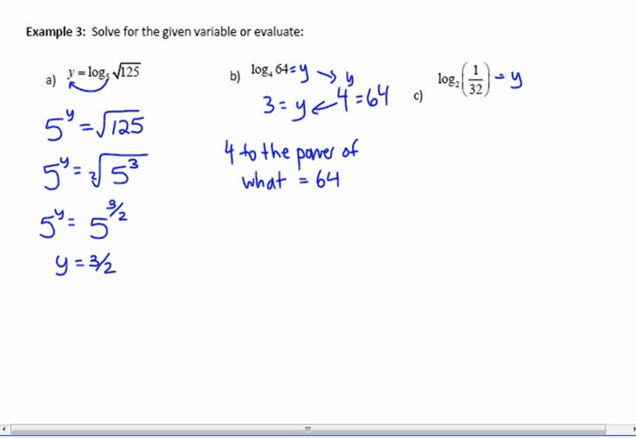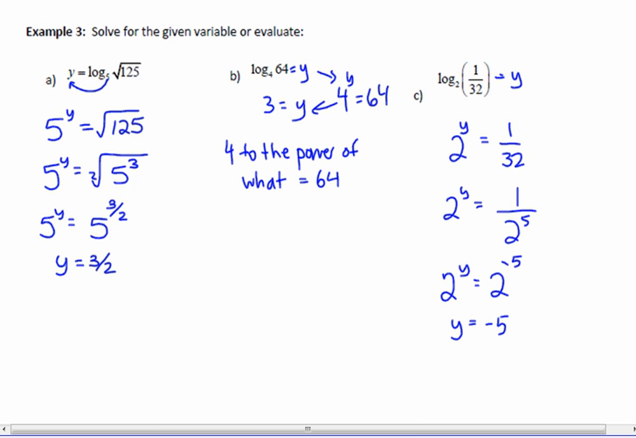Okay, this is a little harder. 2 to the power of what equals 1 over 32. So change of base might be a little easier when we can't just think of 2 to the power of what. So I'm going to change it to exponential. 2 to the power of, we'll call the what y, equals 1 over 32. So 2 to the power of what is 32? 5, and how do we move it up? What would happen to the 5? Negative, so y is equal to negative 5.